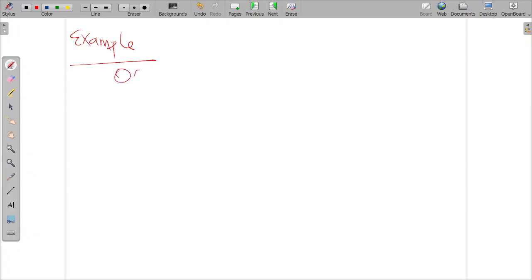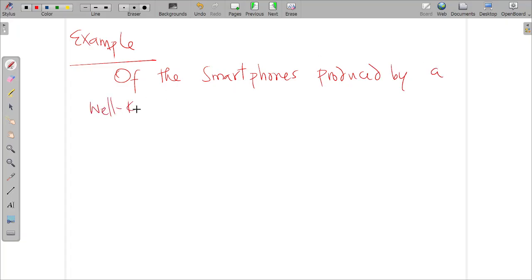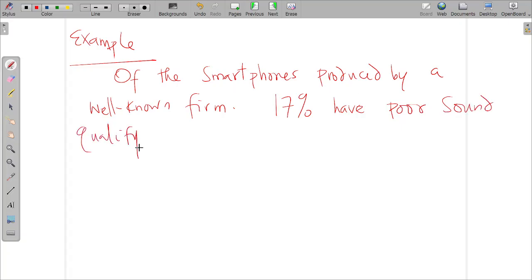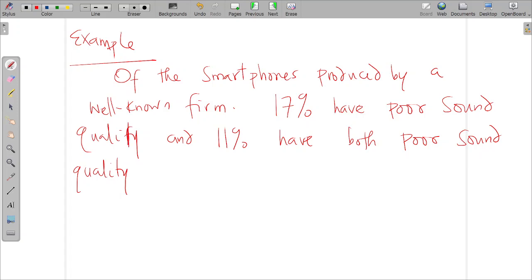Okay, this example says of the smartphones produced by a well-known firm, 70% have poor sound quality, and 11% have both poor sound quality and scratched screens.